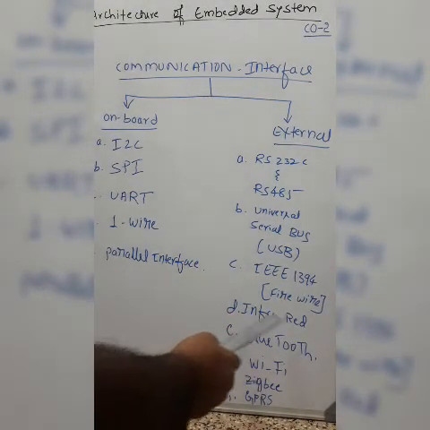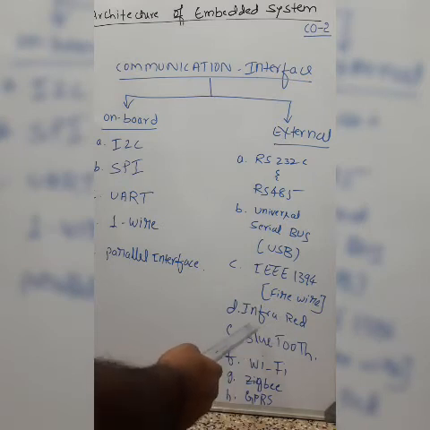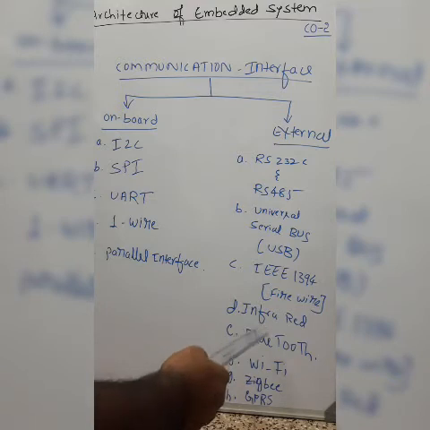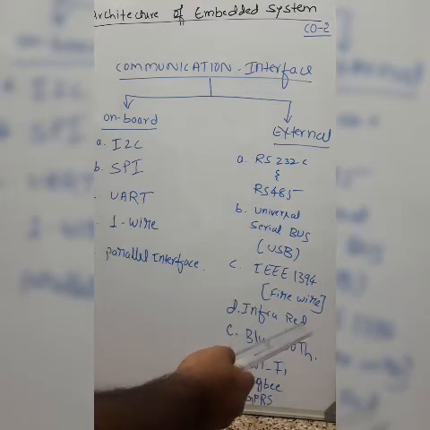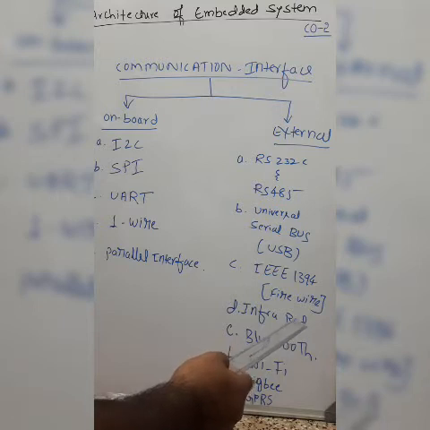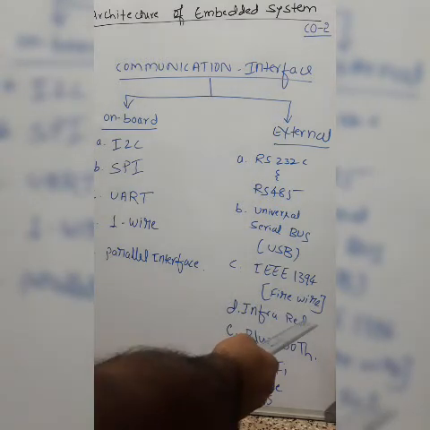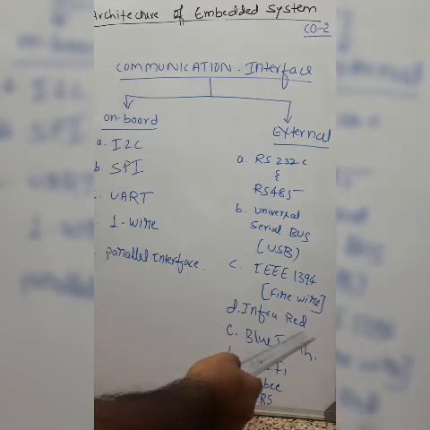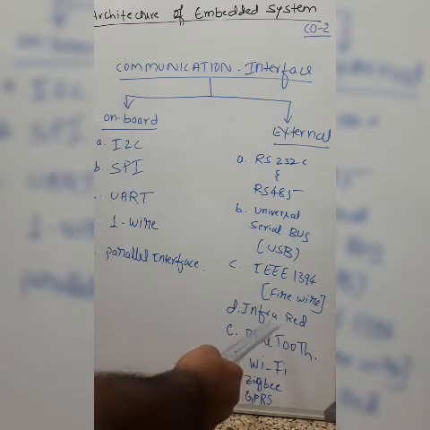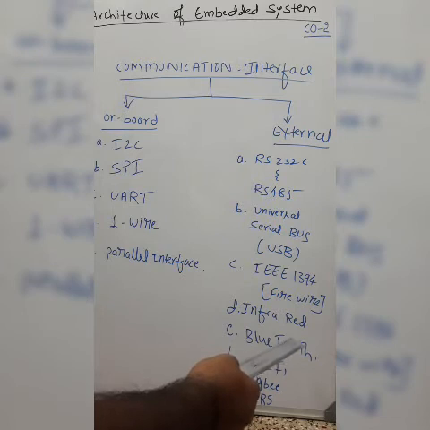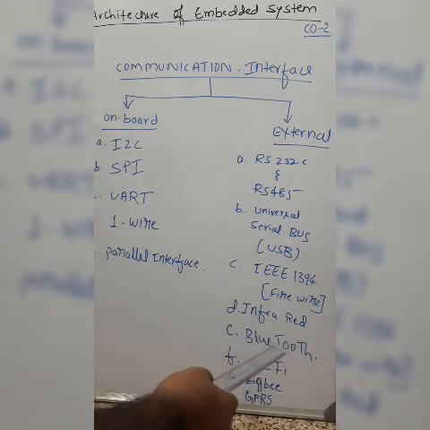Then coming to the infrared. Infrared rays are nothing but the rays which carry the information in the form of the electromagnetic spectrum. So the two devices have to be placed within line of sight distance, so the range is very less. It follows serial half duplex. Half duplex means at a time data communication can take place in only one direction.